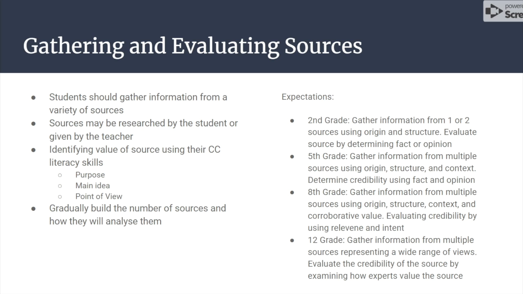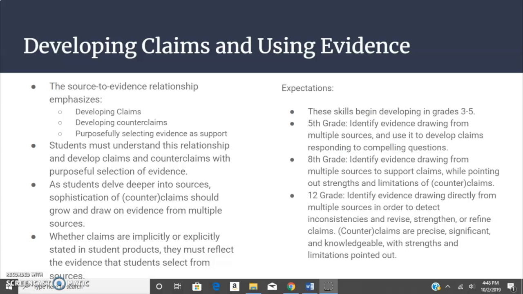Thank you. So Dimension 3 is called Evaluating Sources and Using Evidence because this skill set comes in two parts. Travis already talked about how the first part is gathering and evaluating sources, but I'm Tommy and I'm here to talk about the other side of that coin, which is developing claims and using evidence that comes from the sources you've gathered. So to do this, Dimension 3 talks about a source-to-evidence relationship.